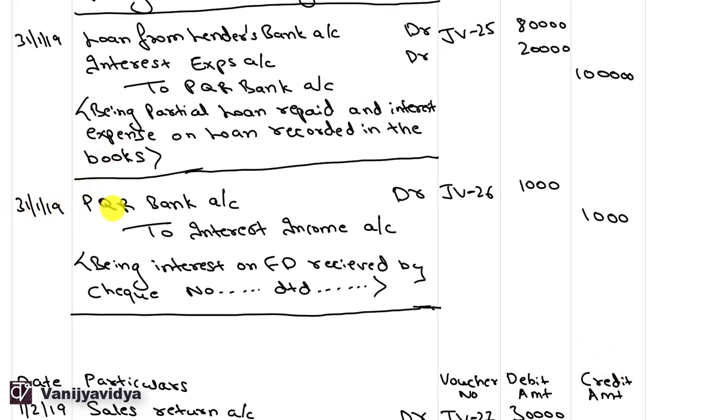31st Jan 2019 PQR bank account debit 1000 to interest income account 1000 JV26. So here one impact will be on the debit side of PQR bank account and one more impact will be on the credit side of interest income account. Let's post this journal entry.